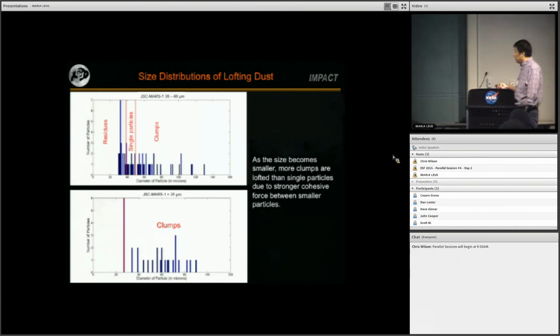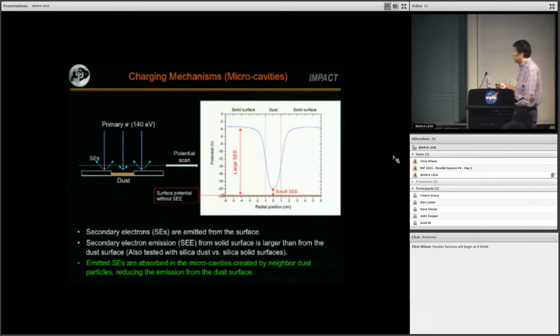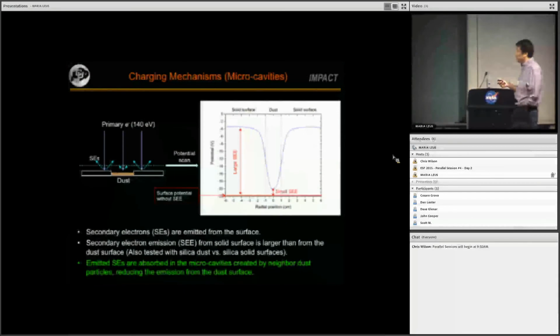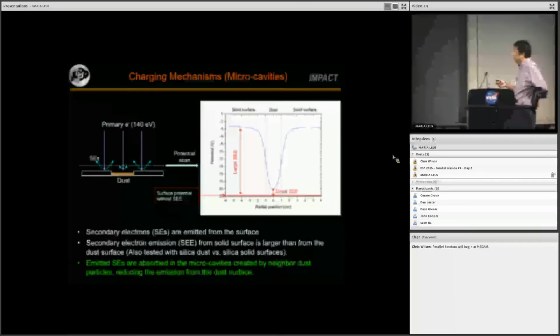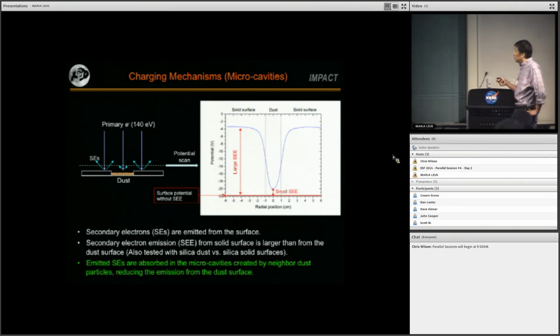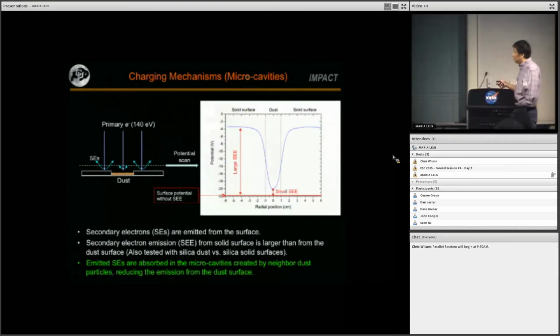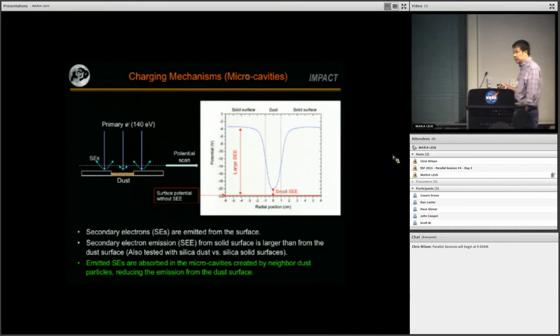So now we're back to the fundamental question I asked in the previous slide. What are the exact charging mechanisms? On the left, this cartoon shows primary electrons coming down with energy 140 eV, which will create secondary electrons from the surface. We did a horizontal potential scan. On the right, it shows that the secondary electrons make the potential on the solid surface much more positive than the surface potential calculated without secondary emission.